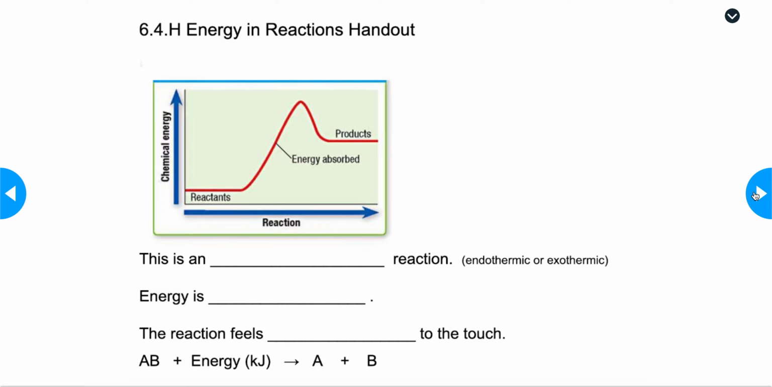So let's go ahead and take a quick look at our handout. For the energy in an endothermic reaction, the reactants start at a lower energy than the products do. If the products are at a higher energy, that means they gained energy. You can see right here on our y-axis we have chemical energy. On our x-axis we have the reaction time. So as we go from reactants to products, the chemical energy increases, indicating that energy is absorbed. So this is an endothermic reaction. Energy is absorbed, and the reaction is going to feel cold to the touch.